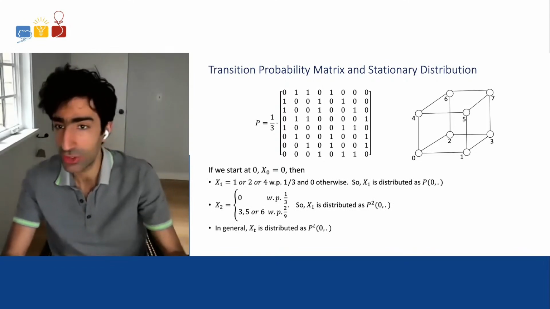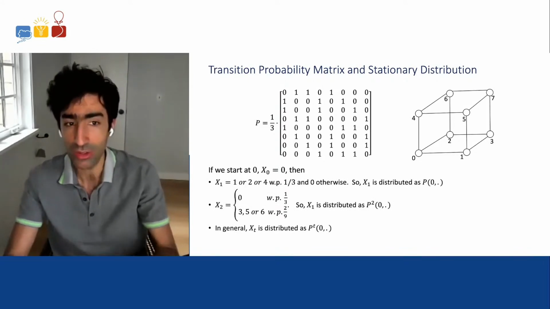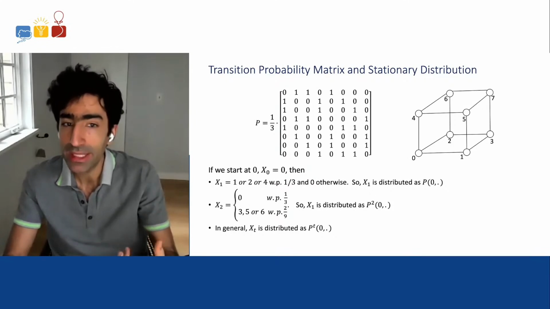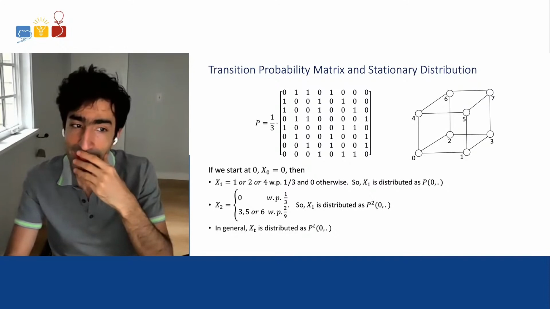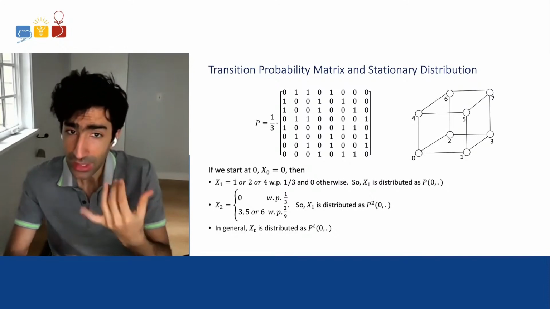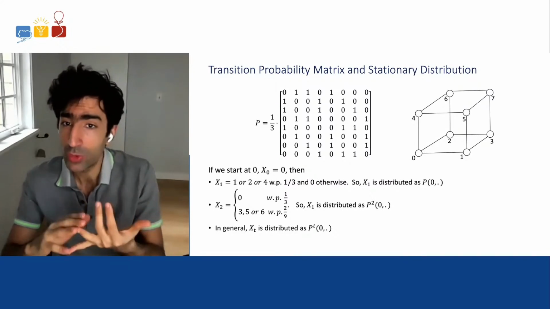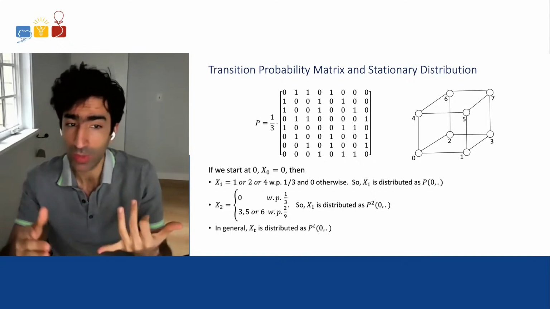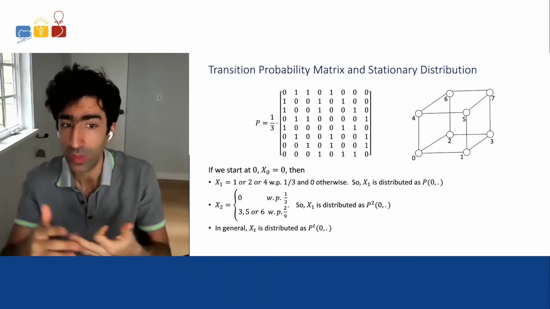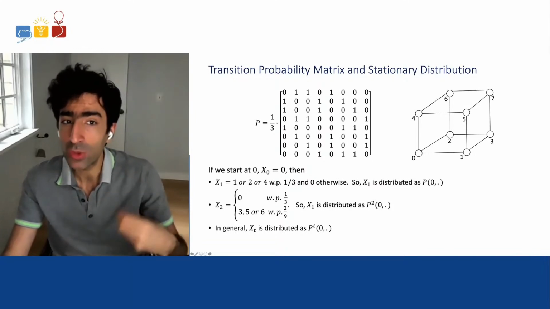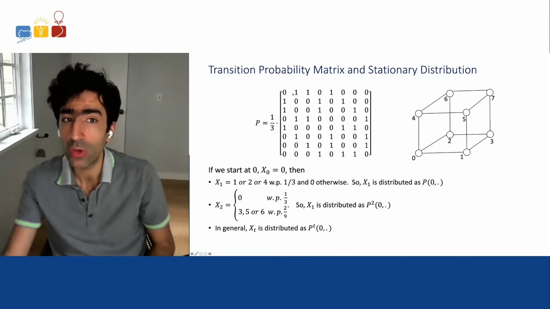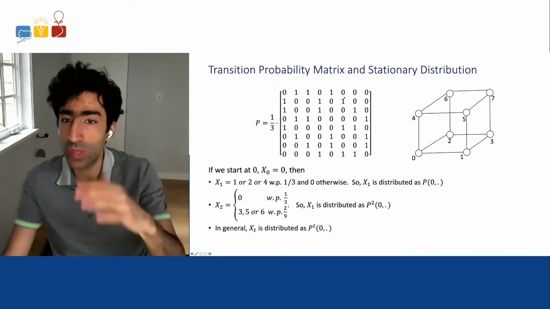Here is a simple question you can think about. Let's say you start at 0. So at time 0, you're at 0. The question is, where will you be at time 1? If you think about it for a second, you see that you will either be at 1, 2, or 4 with uniform probability. Probability 1/3 you'll be at 1, 1/3 at 2, and 1/3 at 4. So in fact, the location at time 1 is distributed according to the 0th row of this transition probability matrix P, like 1/3, 1/3, 1/3 at 1, 2, and 4.